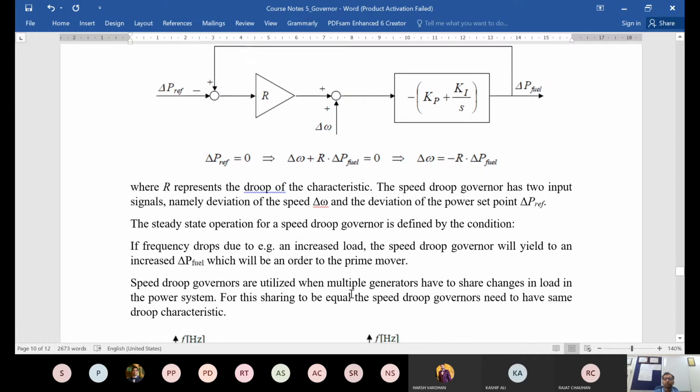Speed droop governors are utilized when multiple generators have to share changes in load in the power system. For this sharing to be equal, the speed droop governors need to have the same droop characteristic. So if you have multiple generators operating in the same power system and the frequency has to be maintained constant, all these will be connected in speed droop mode, and the droop characteristic, the slope at which they are drooping, should also be similar. They should have the same droop characteristic to ensure that there is equal sharing of the load amongst them.